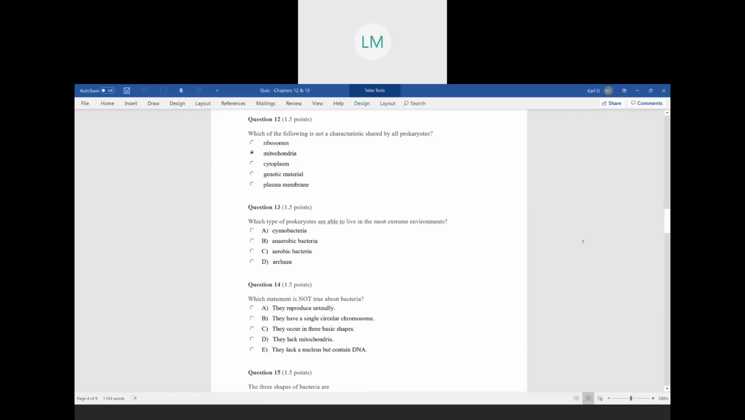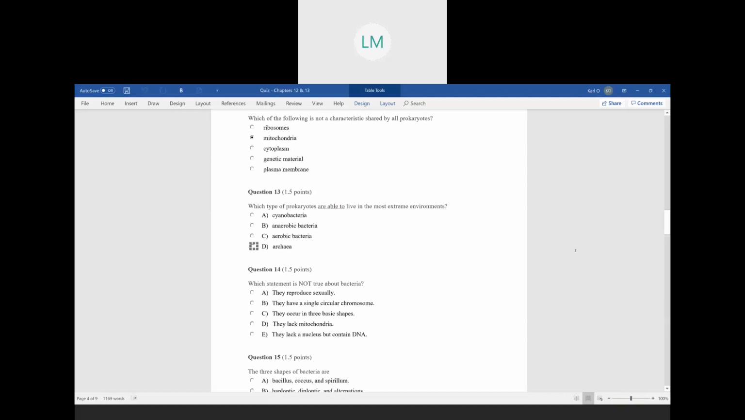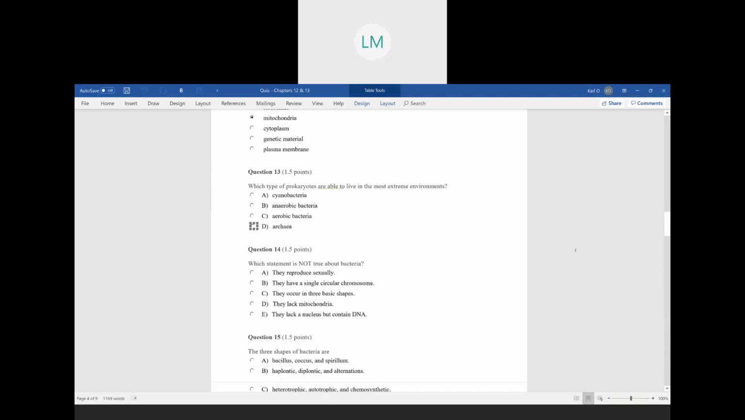Question number 13, which type of prokaryotes are able to live in the most extreme environments? These are going to be the archaea. These are our extremophiles. They are able to live in really hot areas or really salty areas, really extreme environments. Those extremophiles are the archaea.